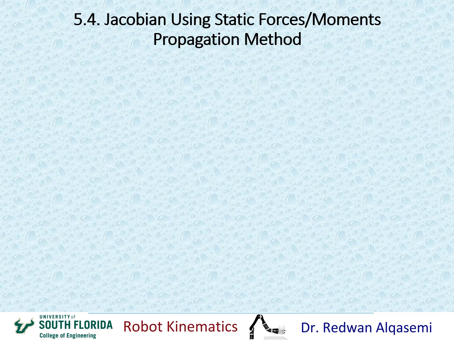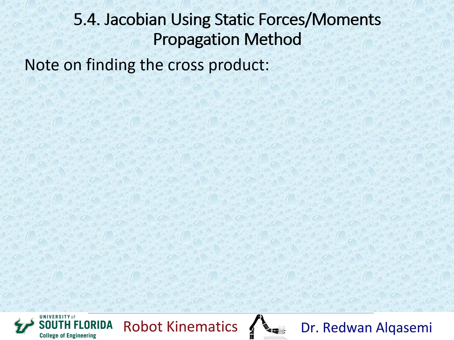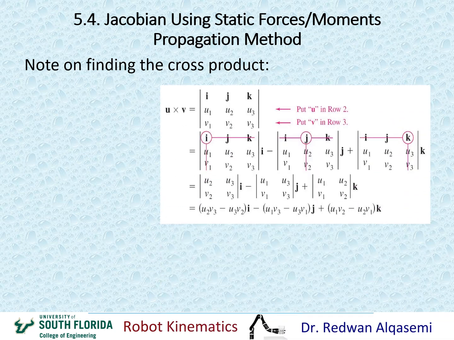I want to make a side note about cross products, just to brush up on some information about that. So if we have a u and a v, both of these are vectors, 3 by 1 vectors, and we need to find the cross product for these two. Okay, we can generate this form here where we have i, j, and k in the first row, and then we put the 3 elements of u in the second row, and for v we put it on the third row. So we have u1, u2, u3, and v1, v2, v3. These are the two vectors.